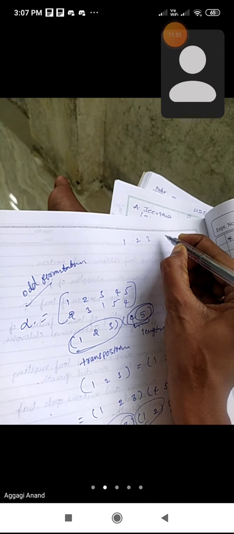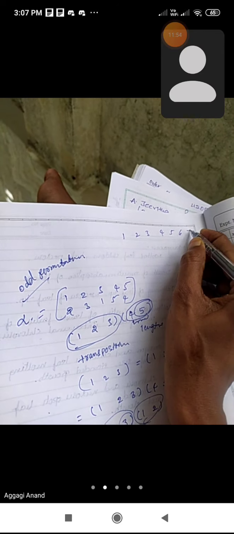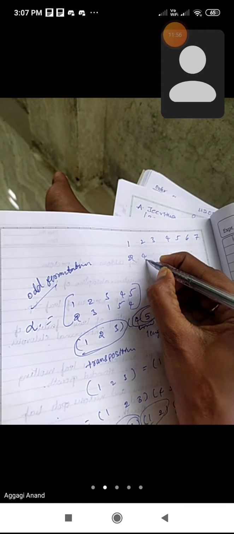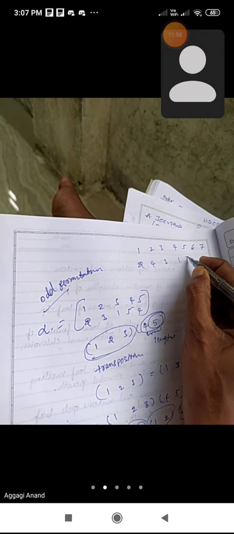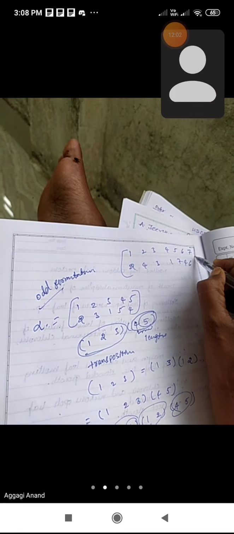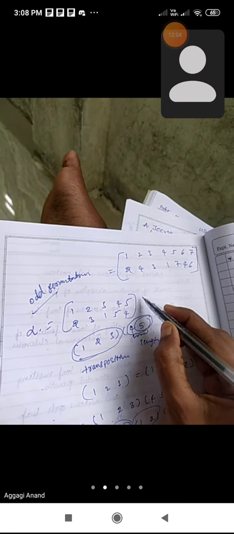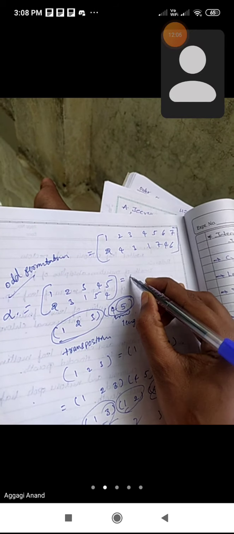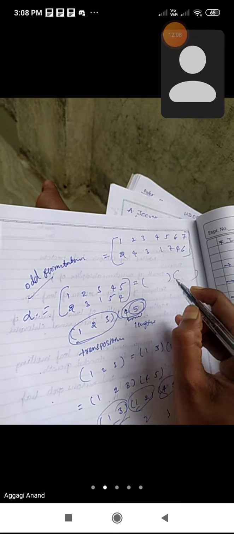So one more example on even permutation. 1, 2, 3, 4, 5, 6, 7 with images 2, 4, 3, 1, 7, 5, 6. Write down the disjoint cycles. What are the disjoint cycles?